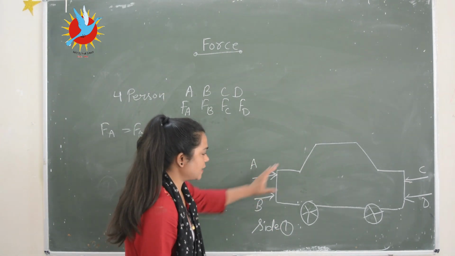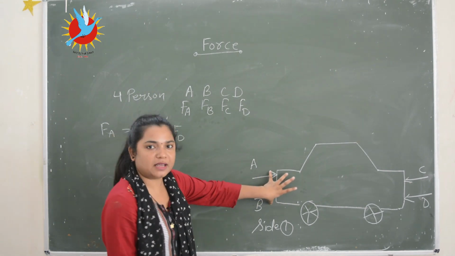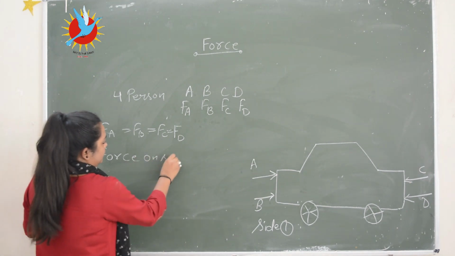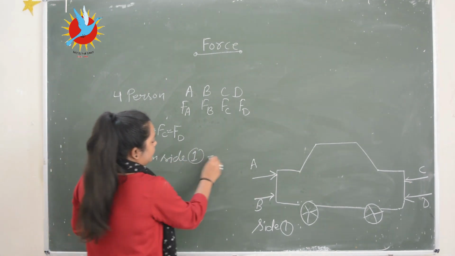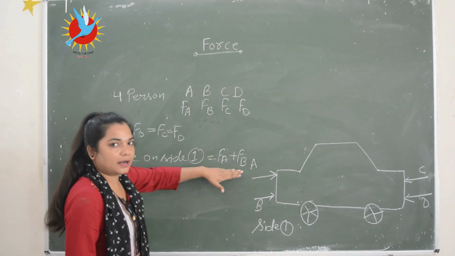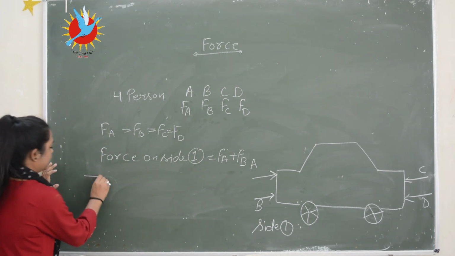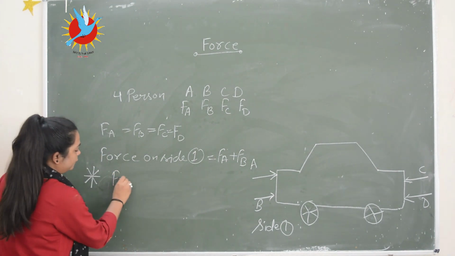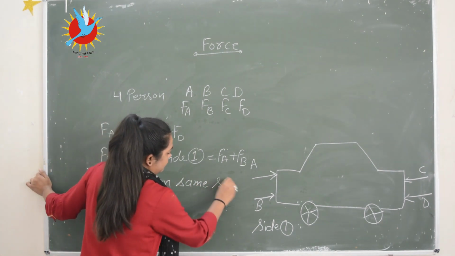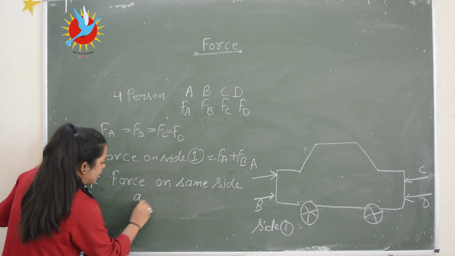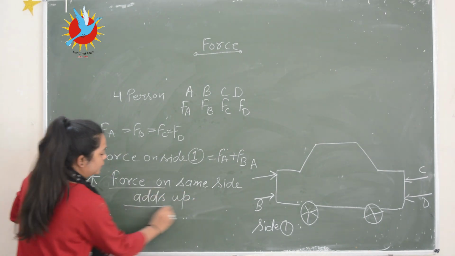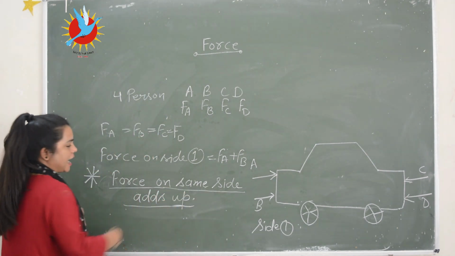Well, because these forces are in the same direction, these forces can be added. That is, force on side 1 is FA plus FB. But why am I writing this? It is because the force on the same side adds up. Okay, this is the property of the force. The force on the same side adds up.